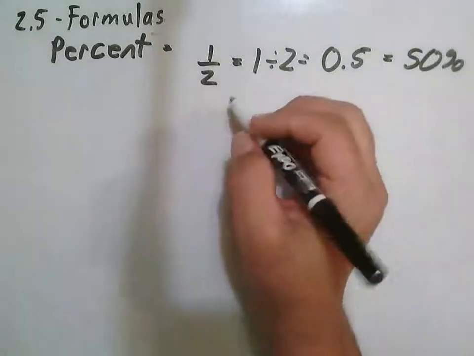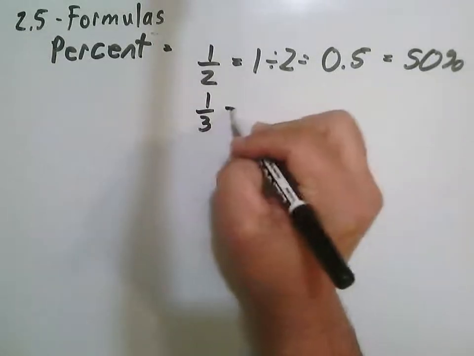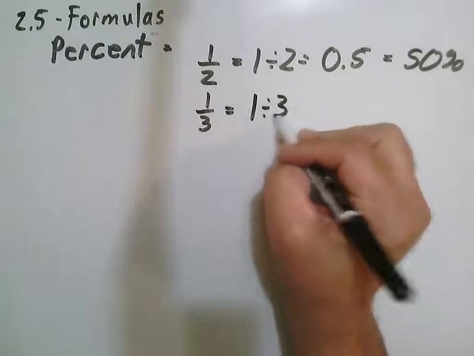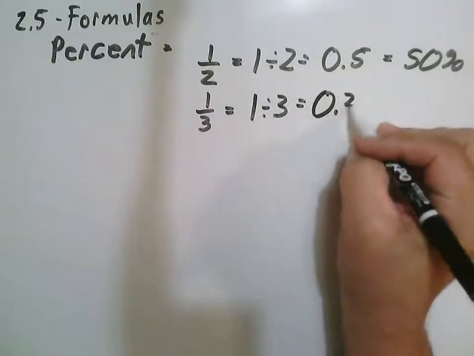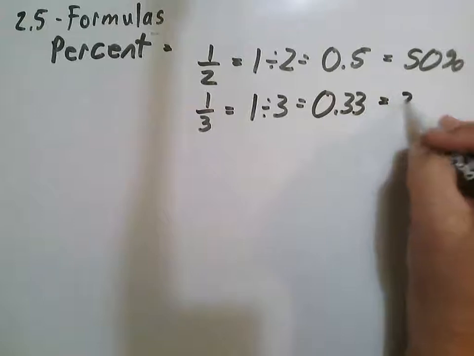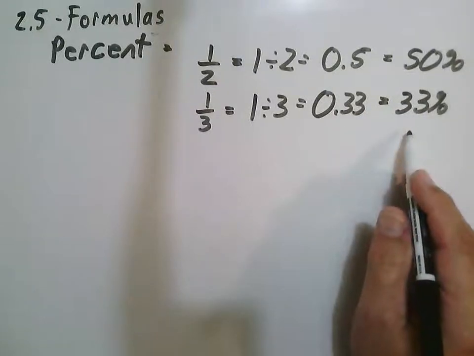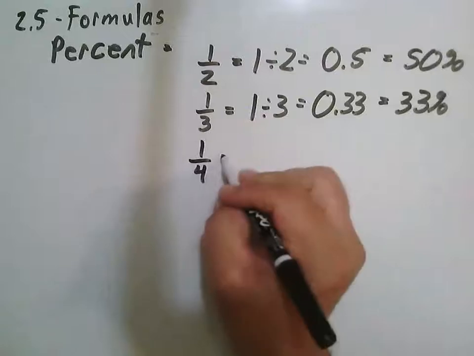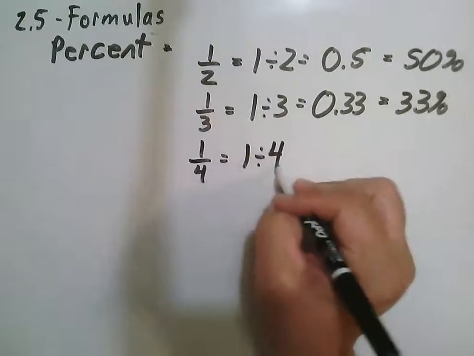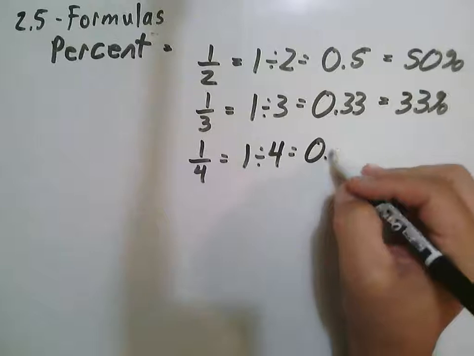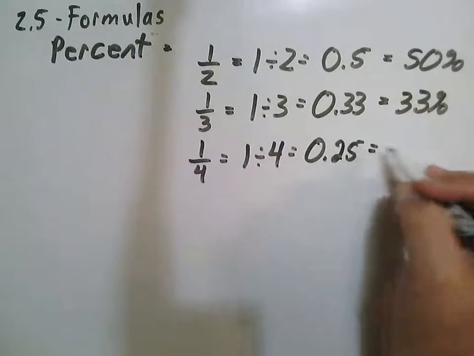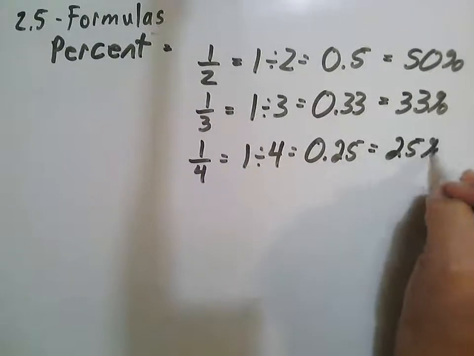Now if I'm using a different fraction, let's say 1/3, that's the same thing as 1 divided by 3, which is the same thing as 0.33, which is the same thing as 33%. These things are basically interchangeable. If I use 1/4, same process, it's equal to 1 divided by 4, which is equal to 0.25, which is equal to 25%.